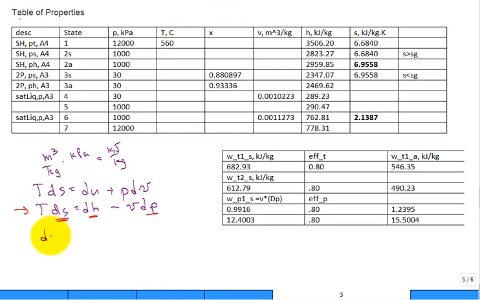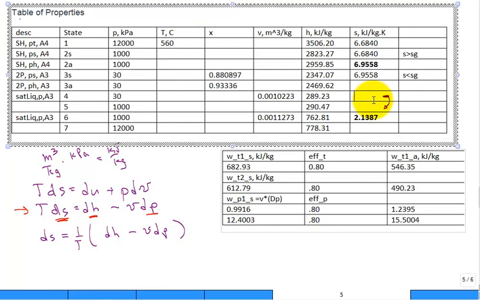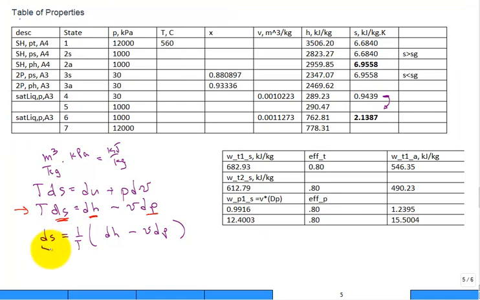You can say my small change in entropy, or the entropy change, is 1 over temperature times my dH, change in enthalpy, minus my VdP. And I'm thinking about going from the input of the pump, which is right here, to the outlet of the pump. Okay, I forgot to add that number. Let me do that right now. You can look up the saturated liquid's entropy S at state 4. That comes in at 0.9439.